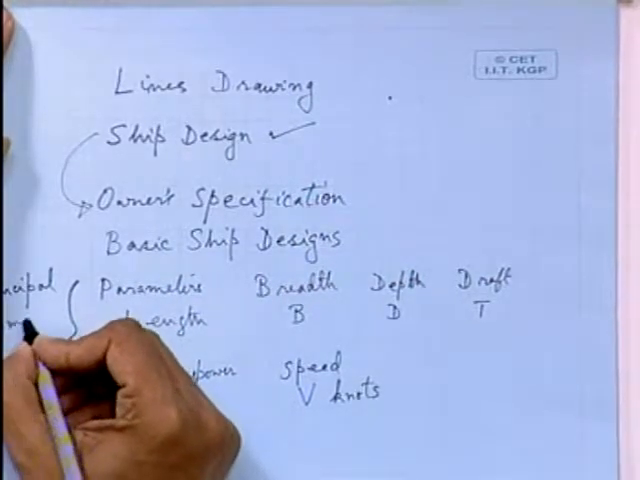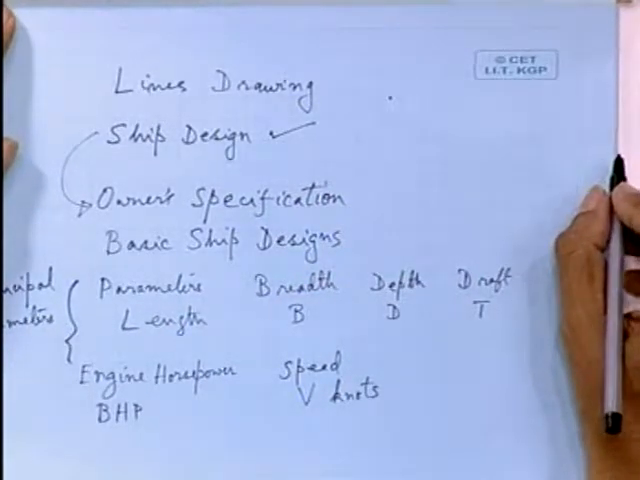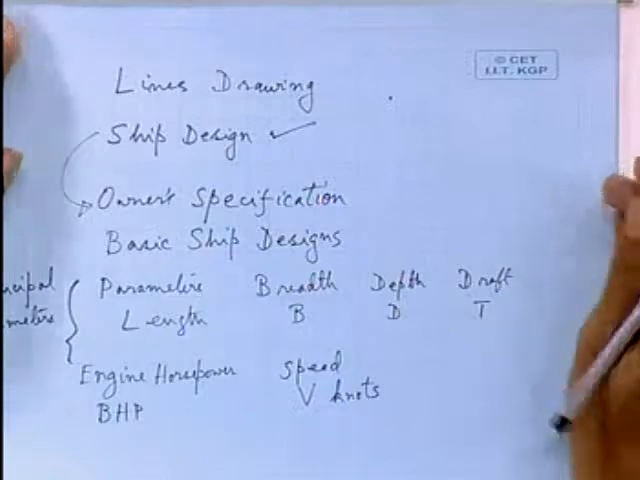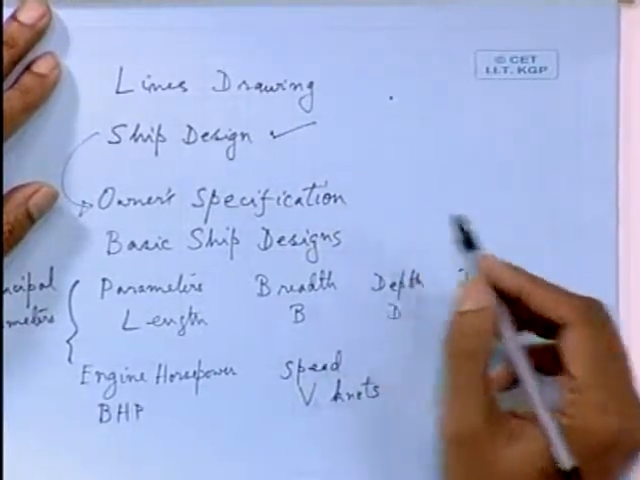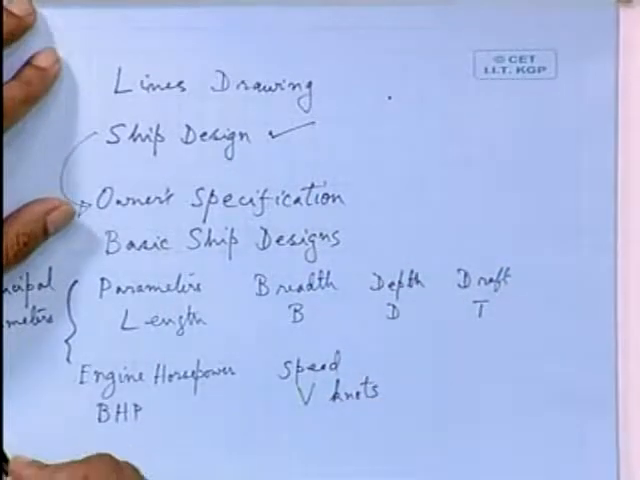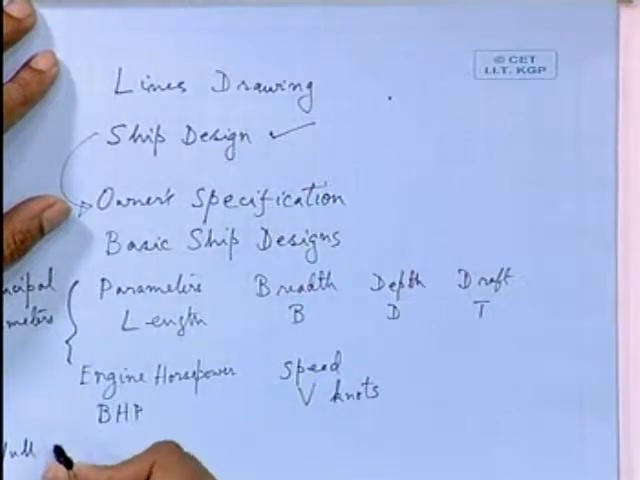Now what I want to tell you is that for the lines drawing or the geometry of the shape, unless you know the principal parameters, you cannot draw the shape, isn't it? You must know the extent of the length or the extent of the breadth, the depth and draft, etc. All this has to be known. Now besides this, normally in the initial stages they do not specify what are called hull form parameters. Now I will explain hull form parameters in detail.